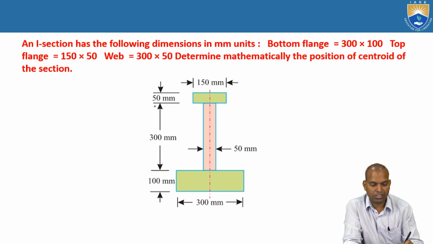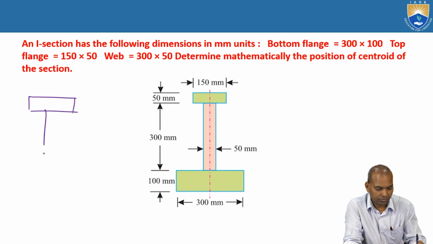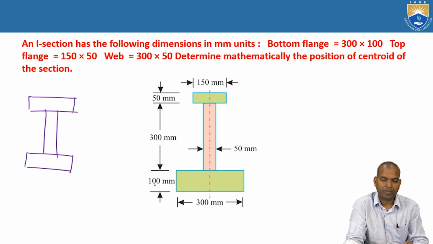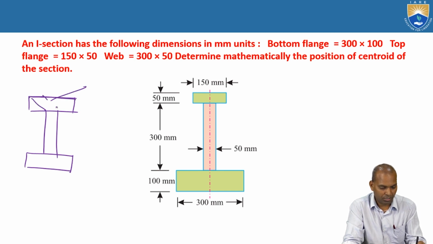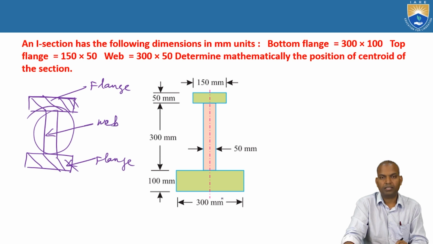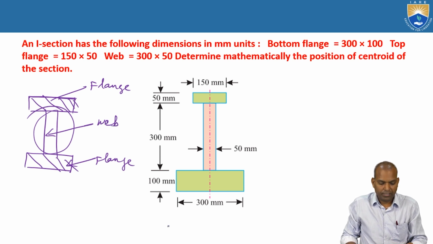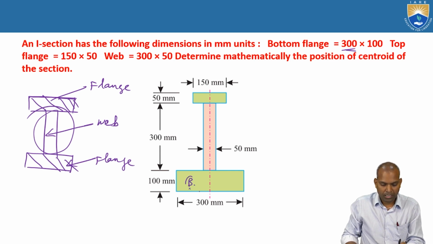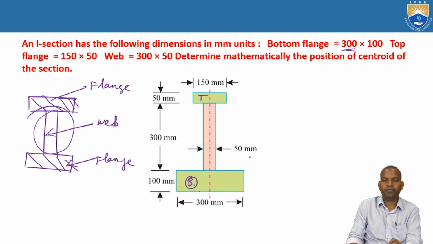Here, you understand, for this I section, this part is known as flanges, F-L-A-N-G-E, flange, whereas the middle portion is known as the web, other terminologies. Now, the flange dimensions given are 300 by 100, that is the bottom flange, and the top is 150 by 50 millimeters, and the web is having 300 by 50 millimeters.